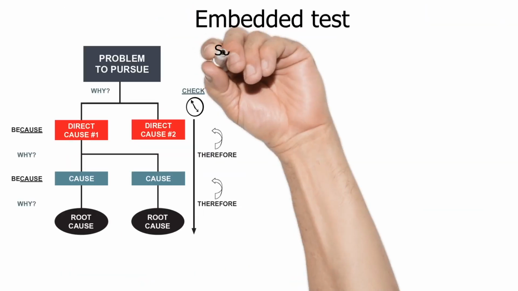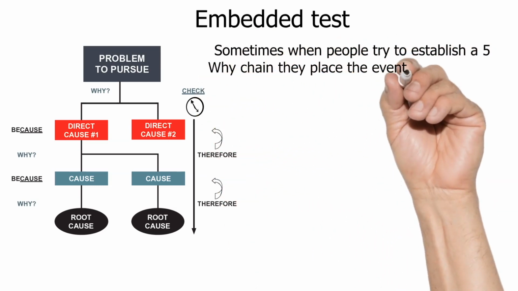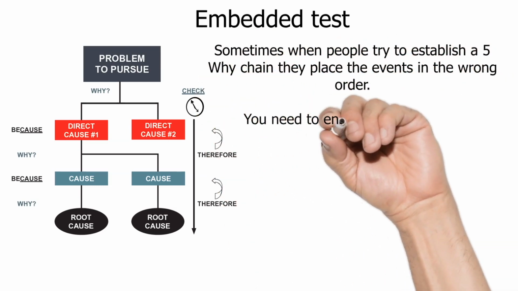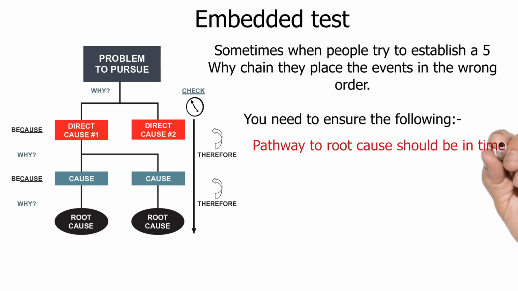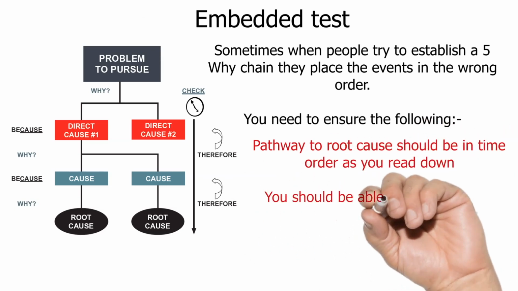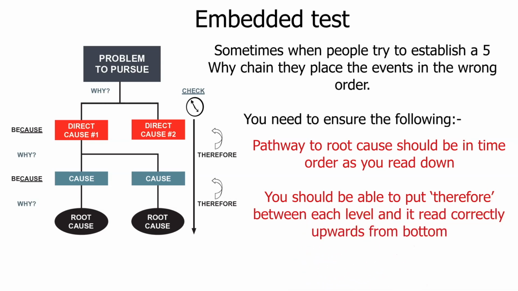Embedded test. Sometimes when people try to establish a 5 why chain, they place the events in the wrong order. You need to ensure the following. Pathway to root cause should be in time order as you read down. It should be able to put therefore between each level and read correctly upwards from the bottom.